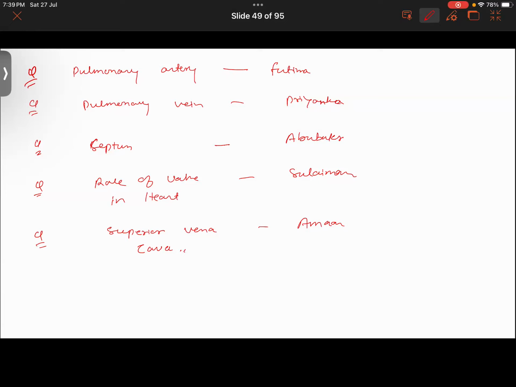Pulmonary veins collect oxygen blood from our lungs and carry it to our heart. Okay. It would be more appropriate to say oxygenated blood. Okay, oxygenated blood. Yeah. Good. Next, Fatima or Aman, Suleiman.